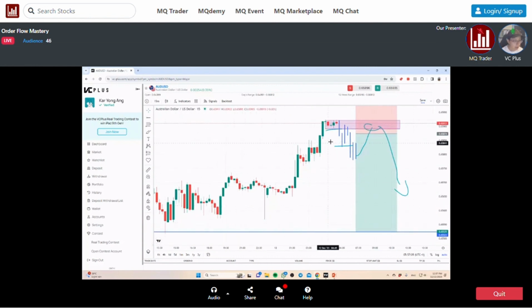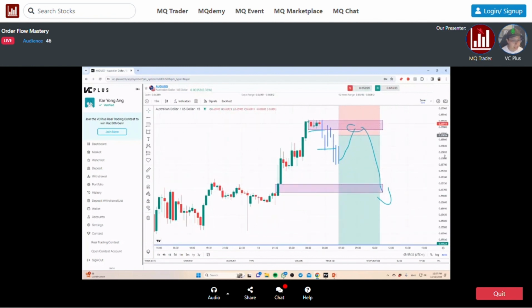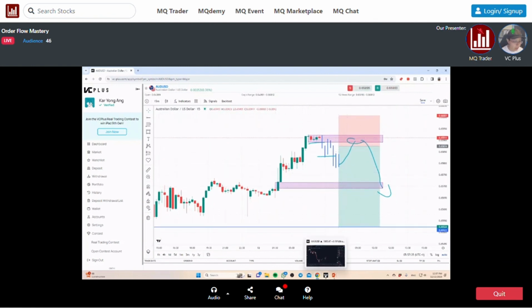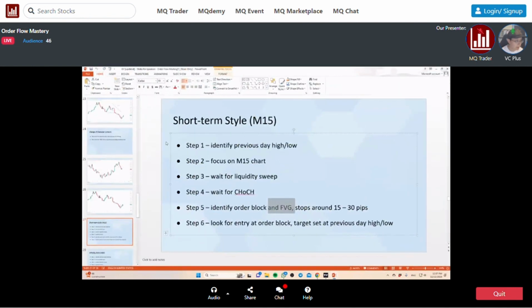Now you can also use some previous fair value gap to help you identify areas of targets, maybe your partial profits and things like that. You can see over here, we do have a little bit of fair value gap. So maybe your first take profit will be somewhere there, and then you can go for a second take profit at the previous day low. You can follow that, right? So that's the summarized version on the 15-minute.